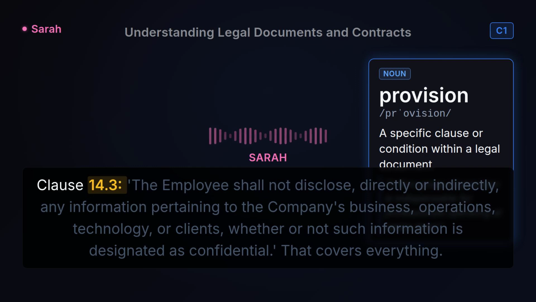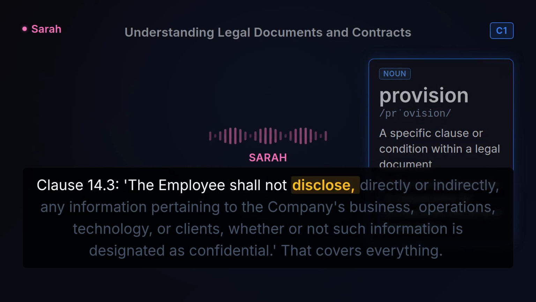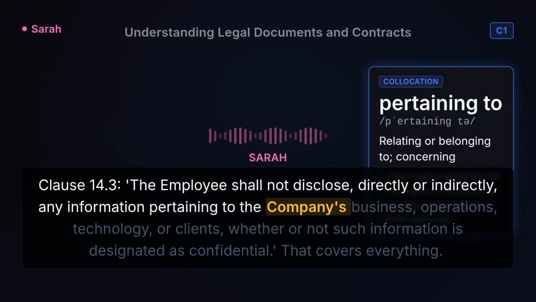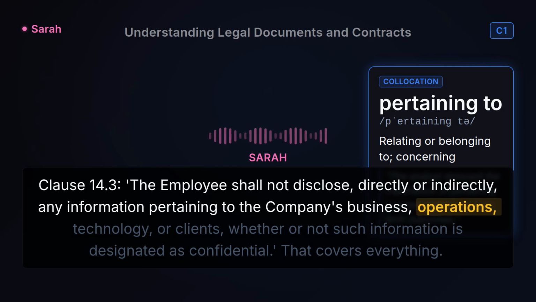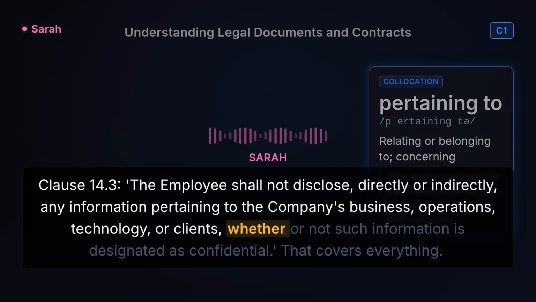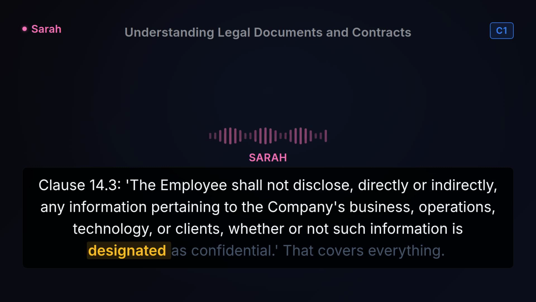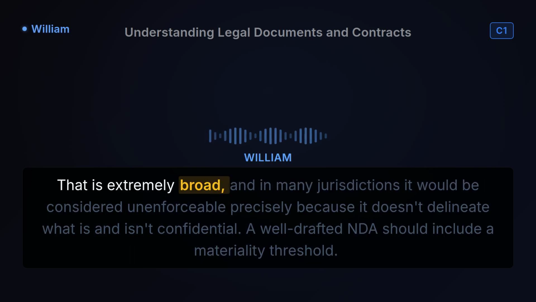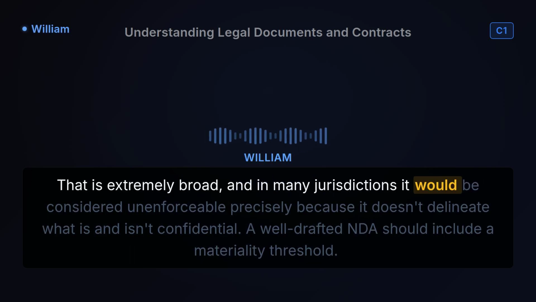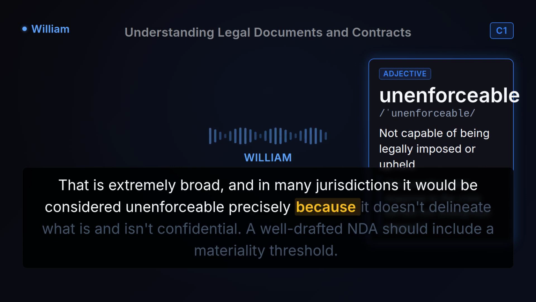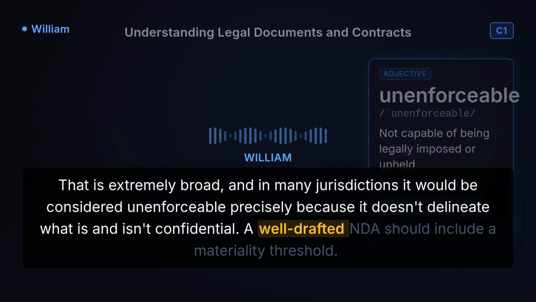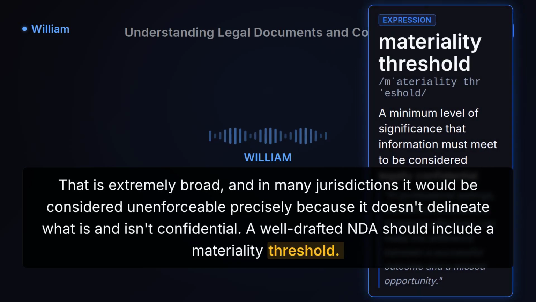Clause 14.3. The employee shall not disclose, directly or indirectly, any information pertaining to the company's business, operations, technology, or clients, whether or not such information is designated as confidential. That covers everything. That is extremely broad, and in many jurisdictions it would be considered unenforceable precisely because it doesn't delineate what is and isn't confidential. A well-drafted NDA should include a materiality threshold.